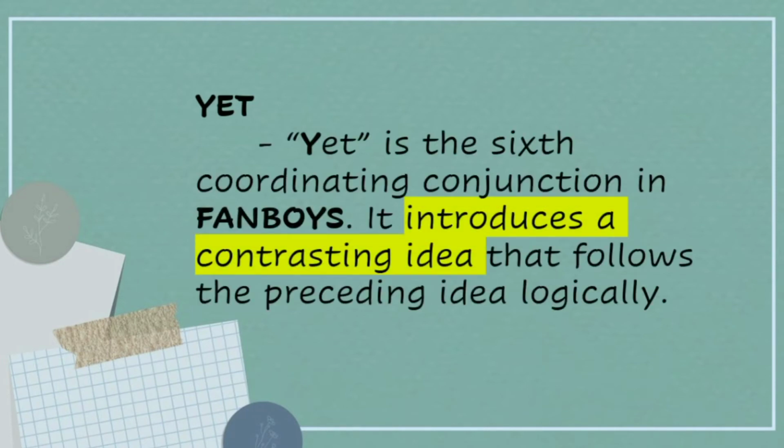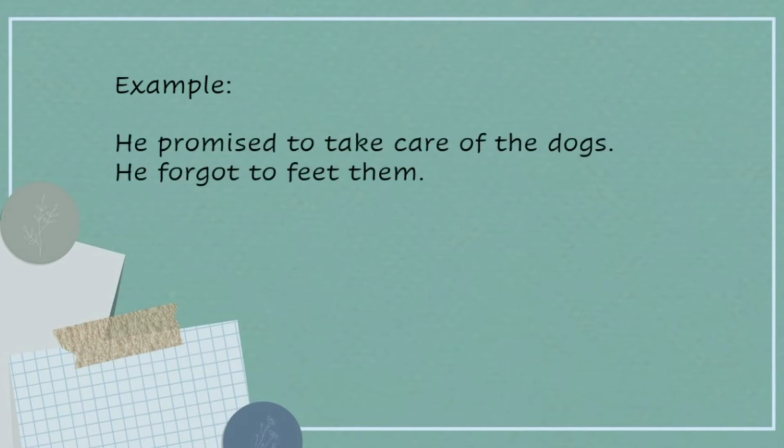Next, we have here yet. So yet is the sixth coordinating conjunction in fanboys. Okay? So it introduces a contrasting idea that follows the preceding idea logically. So for example, again, the same sentence as for the coordinating conjunction but, because they have the same function. Actually, they have the same function.